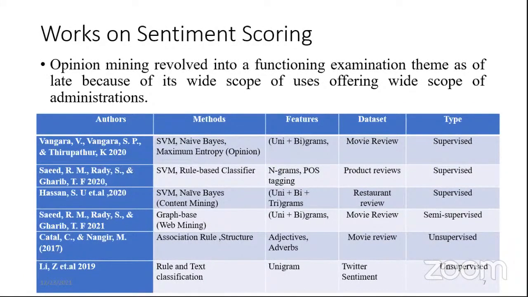As for their data sets, some authors took movie reviews, some took product reviews, some took restaurant reviews, and some took Twitter sentiments. Based on their classifications, they used several methods: SVM, Naive Bayes, graph based, association mining, and rule based mining, taken as sentiment scoring.